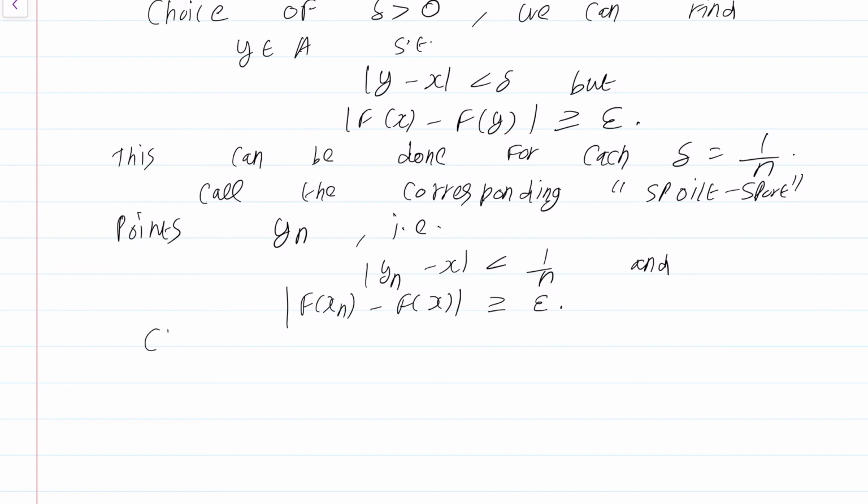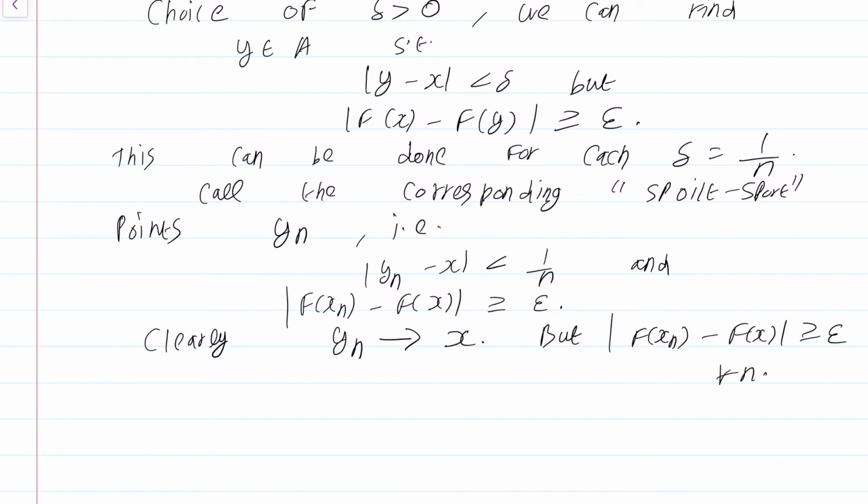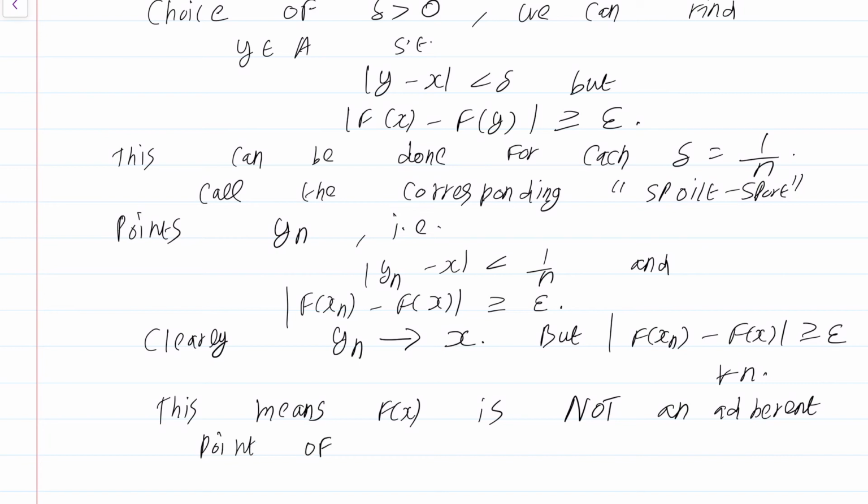Okay. Now clearly yn converges to x, right? That's how the yns were constructed. Mod yn minus x is less than 1 by n. Therefore, yn converges to x. But mod f of xn minus f of x is greater than or equal to epsilon for all n. This means f of x is not an adherent point of the set f of xn.